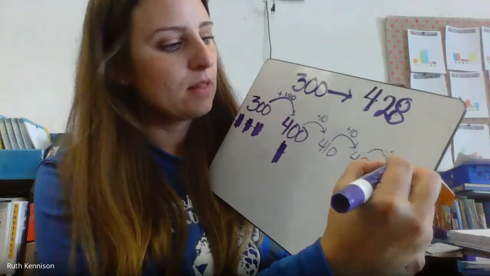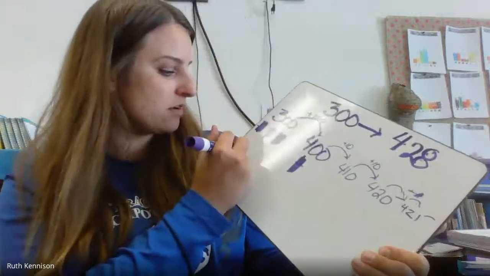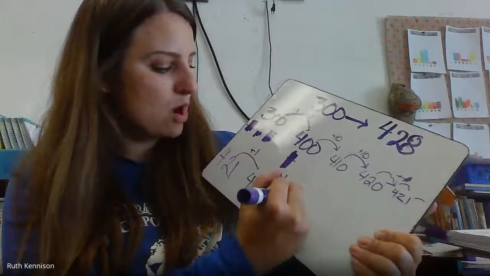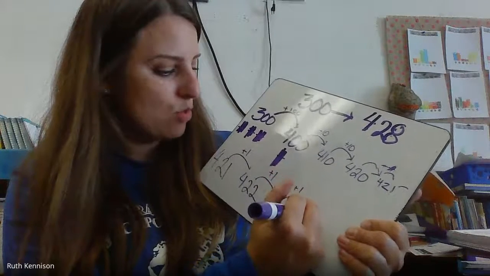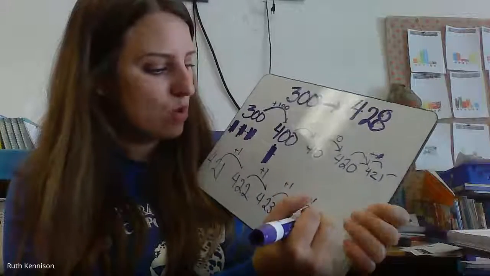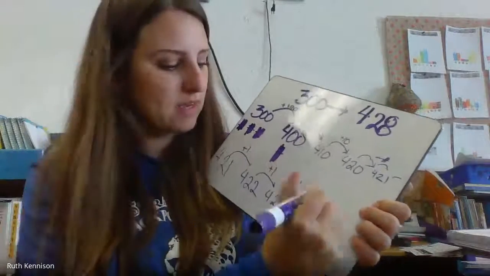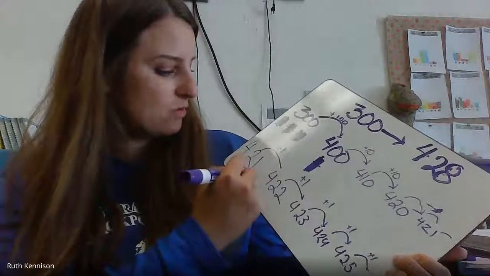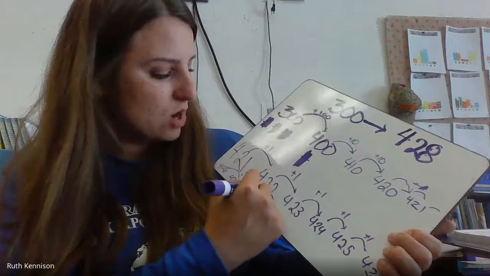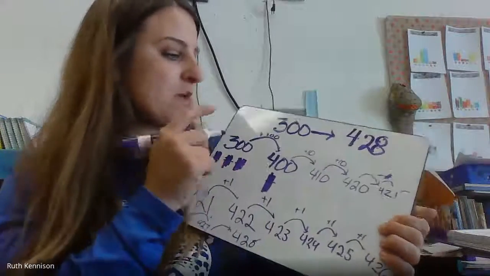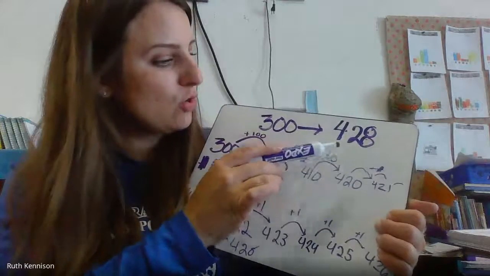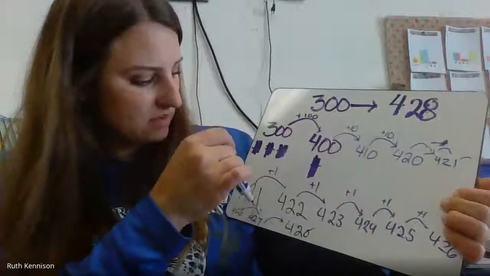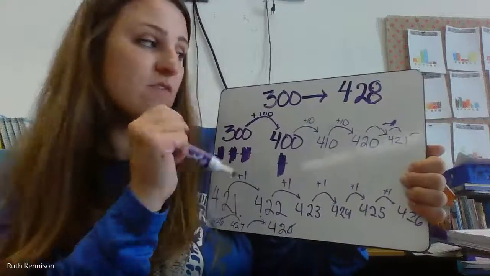421, by ones. Oops, I'm adding extra things. I'm going to move over here because I'm running out of room. 421. Add 1 more. I'm now at 422. Add 1 more. 423. Add 1 more. 424. Add 1 more. 425. 1 more. Whew, I'm getting tired, but I'm going to keep counting. 426. I'm going to go back over here because I ran out of room again. 426. Add 1 more to get to 427. Add 1 more to get to 428. So if we counted 100, 2 tens, and then 1, 2, 3, 4, 5, 6, 7, 8 ones to get from 300 to 428.